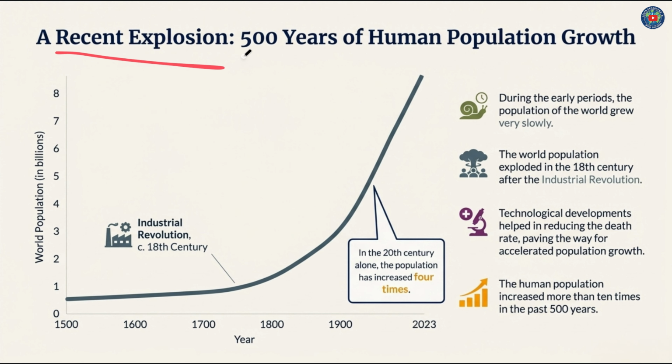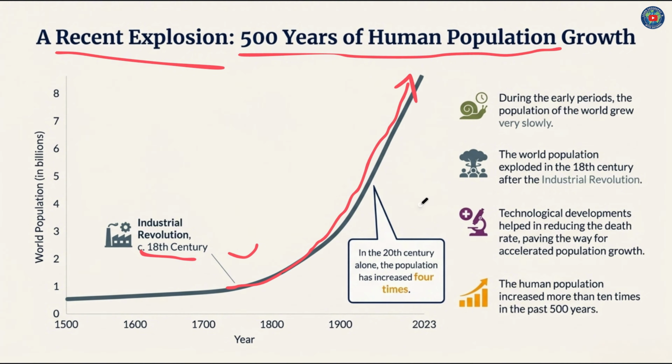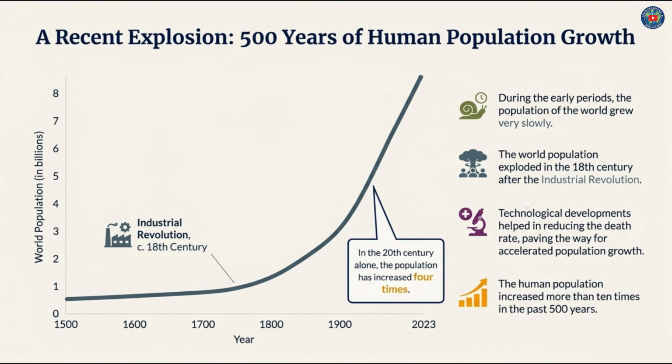Okay, a recent explosion, 500 years of human population growth. This is the diagram. The Industrial Revolution, in the 18th century, led to a rapid expansion of global population. In the 20th century alone, the population has increased 4 times. During the early periods, the population of the world grew very slowly. The world population exploded in the 18th century after the Industrial Revolution. Technological developments helped in reducing the death rate, paving the way for accelerated population growth. The human population increased more than 10 times in the past 500 years.